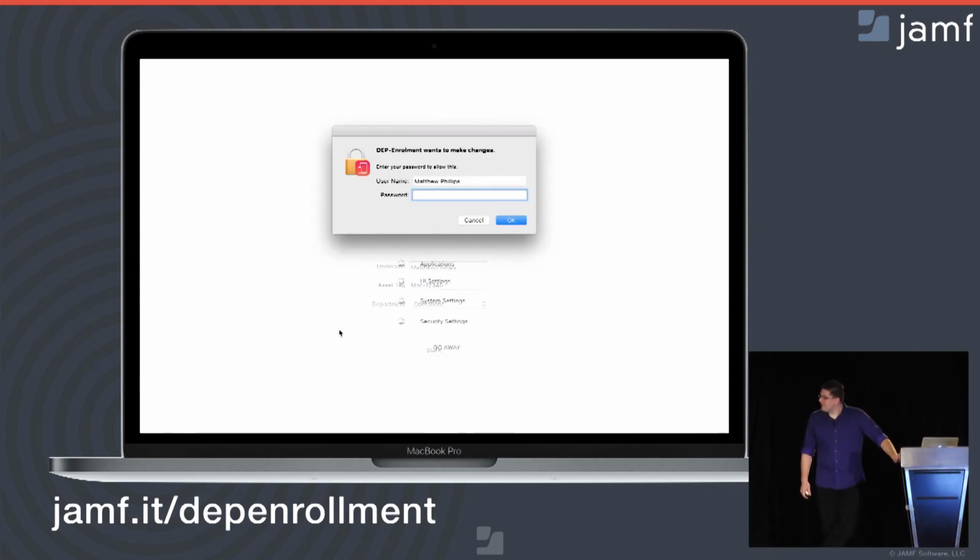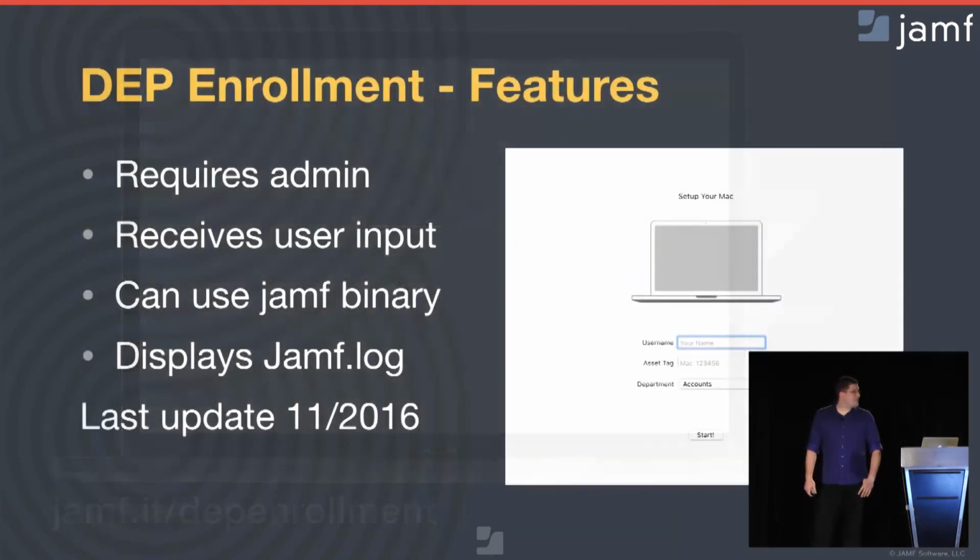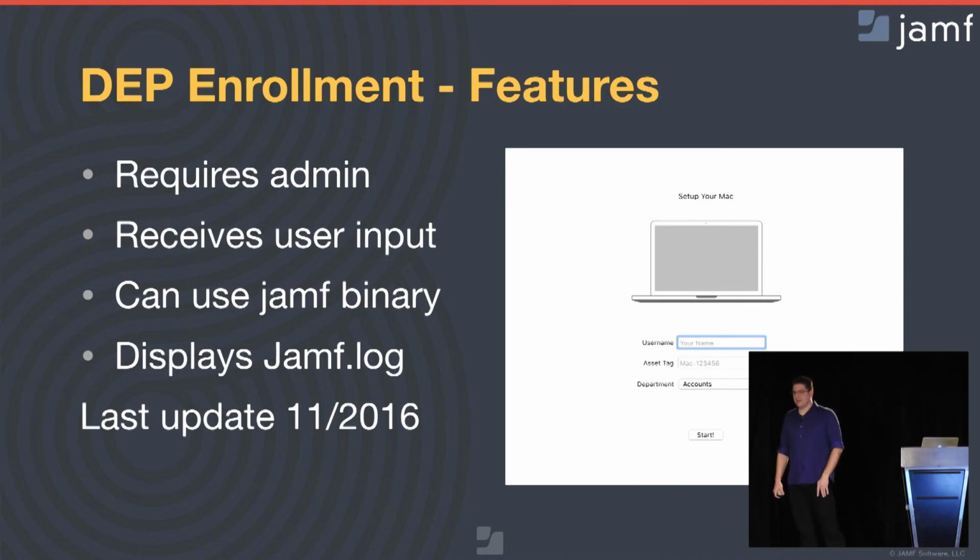The last one, not to be forgotten, is DEP Enrollment. DEP Enrollment is the one that includes user interaction. It's fantastic. It lets users give back to the Jamf Pro server, and it does this using the Jamf binary. So it can run policies, and it can also use the API. The downside there is that it does require admin access.